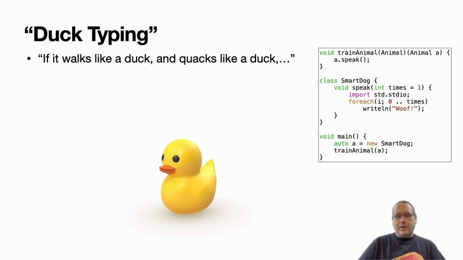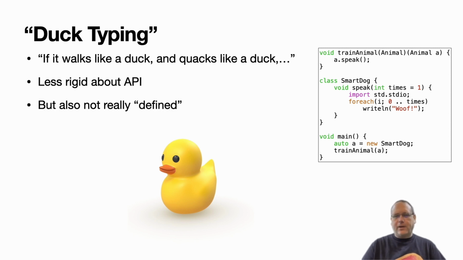That leaves us with duck typing. Duck typing comes from the saying, if it walks like a duck and quacks like a duck, well, it's probably a duck. Basically what you're saying here is that for this animal that comes in, just the act of using it that way defines that it must provide that functionality. In this trainAnimal function, we can see that we need the function speak. Now, we could create another function that takes an animal and do something different with it. It would require it there, but we wouldn't require the speak. So it's like, what is an animal? It's less rigid about the API, but it's not really defined. There's no definition that says, this is what an animal should do, and there's nothing to look at. It's just, can you call this function?